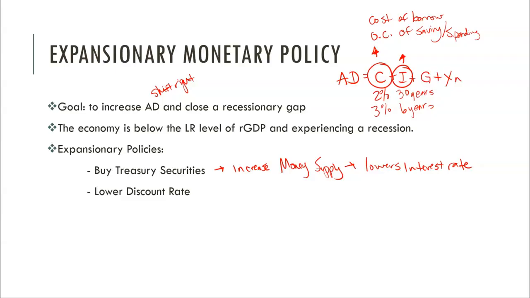Another expansionary policy is they can lower the discount rate. So they're going to charge banks less for borrowing money, right? They're charging less for borrowing. And so banks are more likely to lend out a greater percentage of their deposits because it's going to be cheaper for them to borrow if they need to.